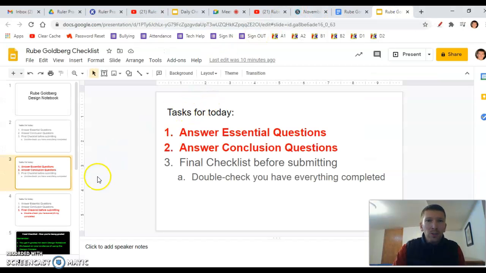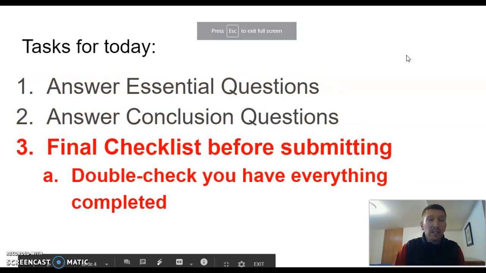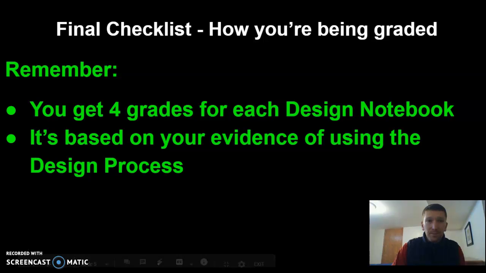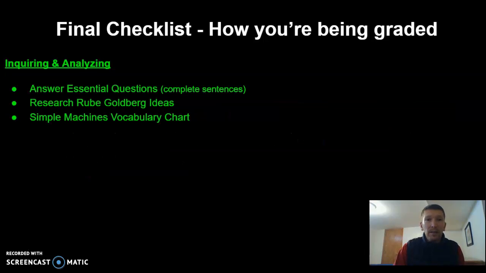And when you go back to your to-do list, or to this screen here, I want to go over now your final checklist. Remember that you're being graded on all 4 parts of the design process, so you're going to receive 4 different grades. The first grade, inquiring and analyzing, is based on the essential questions at the top of your design notebook, and then your research. You should have researched the materials used, in different websites, videos and pictures, and the simple machines, and included that in your design notebook.